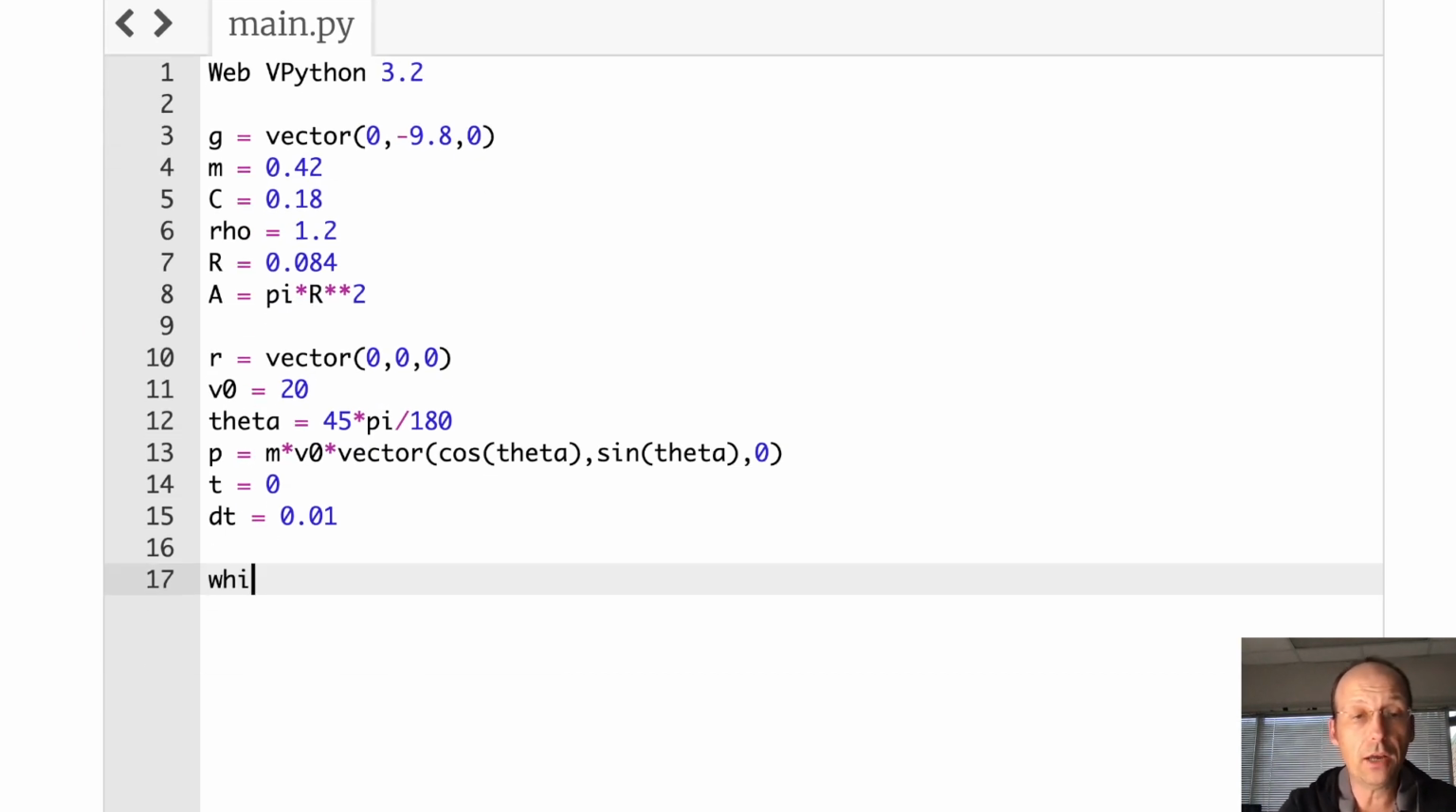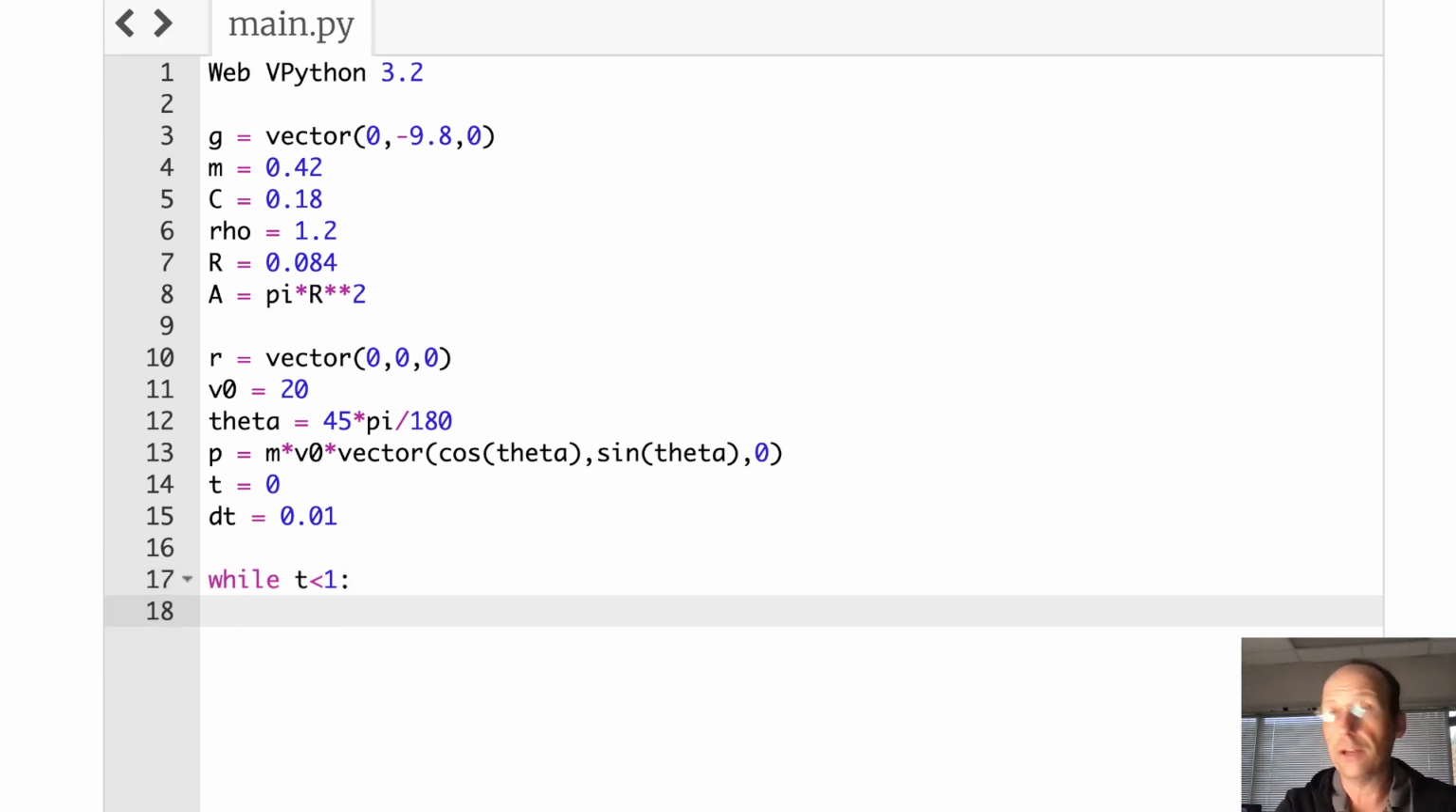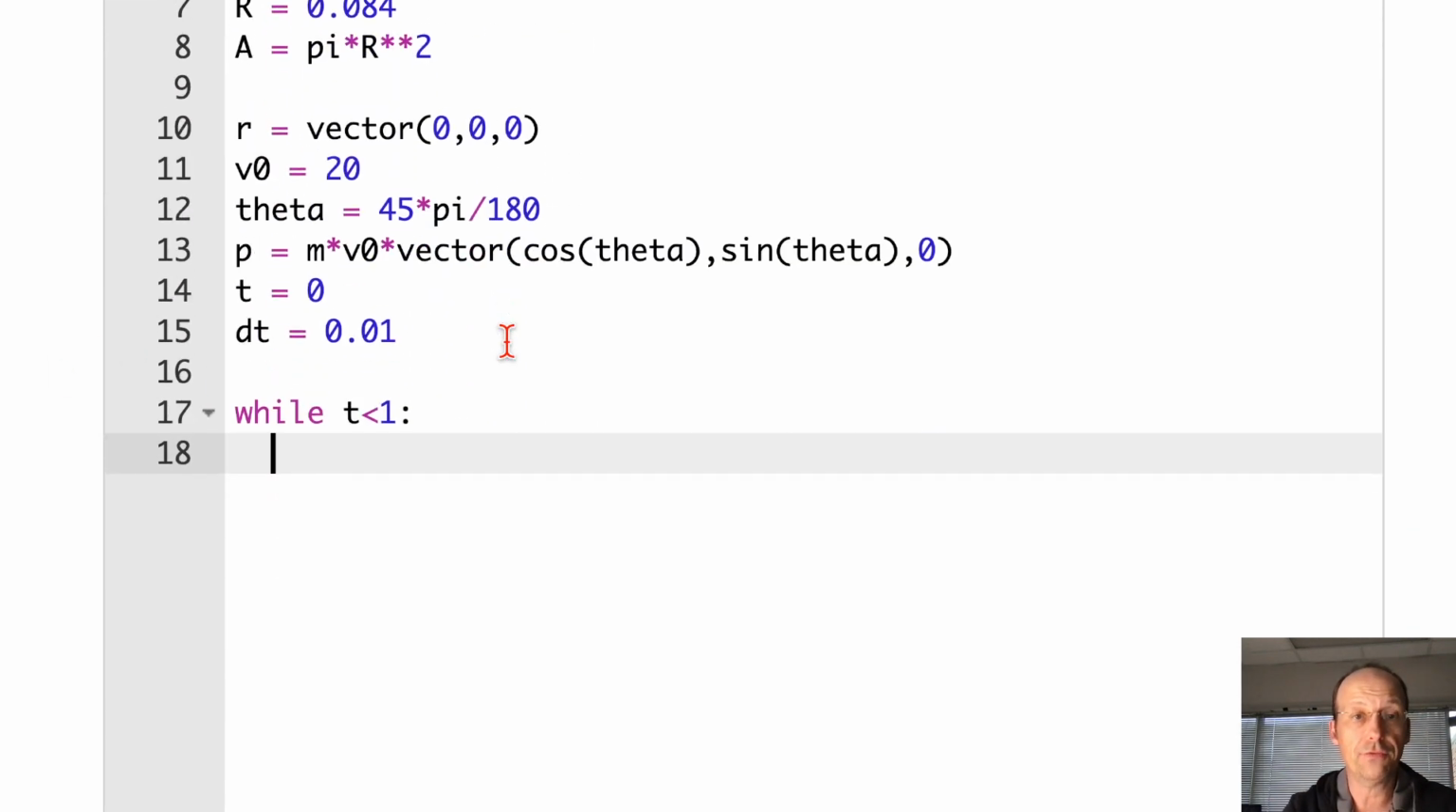So let's say while, I'm just going to start off an easy way. While t is less than 1, I'm not going to put a rate statement in there because I don't care how fast this thing goes. Just go as fast as you want. And that's fine with me.